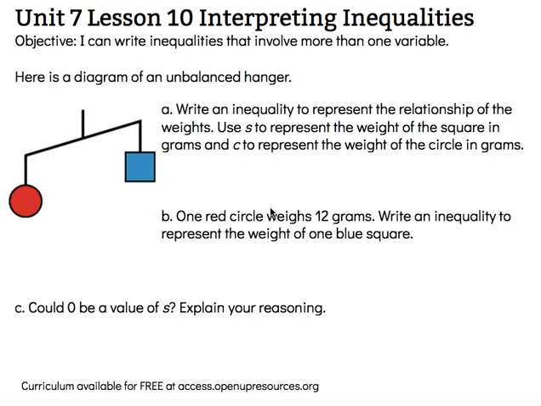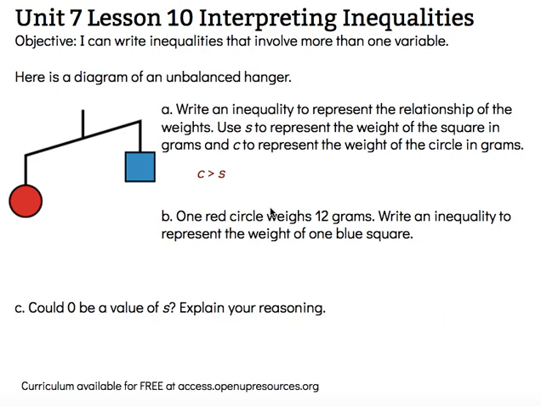Letter A says, write an inequality to represent the relationship of the weights. Use S to represent the weight of the square in grams, and C to represent the weight of the circle in grams. If I create my inequality and compare just as the diagram shows, then I could write the weight of the circle is greater than the weight of the square. But I can use those variables. C is greater than S.